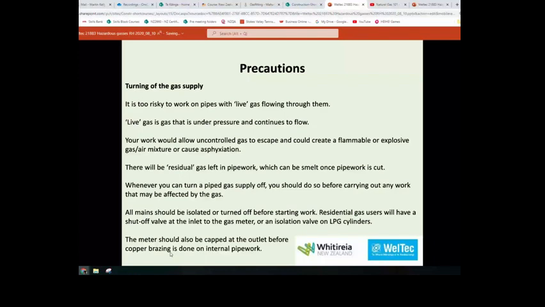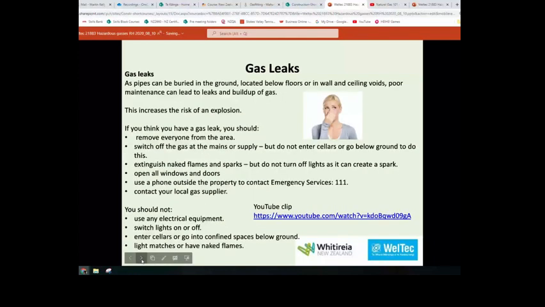Gas leaks. PowerPoint keeps giving. As gas pipes can be buried in the ground, located below floors or in a wall, ceiling voids, poor maintenance can lead to leaks and build-ups of gas. This can lead to an explosion.